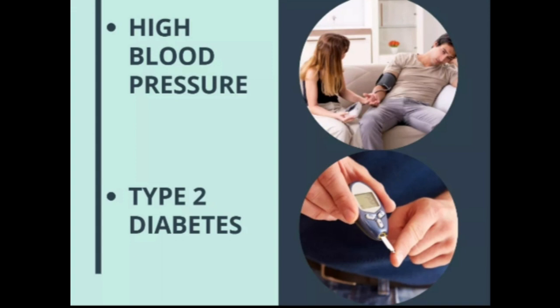Type 2 diabetes. This occurs when the body doesn't produce enough insulin to function properly, or the body cells react to insulin. This means glucose stays in the blood and isn't used as fuel for energy. Type 2 diabetes is often associated with obesity and tends to be diagnosed in older people.